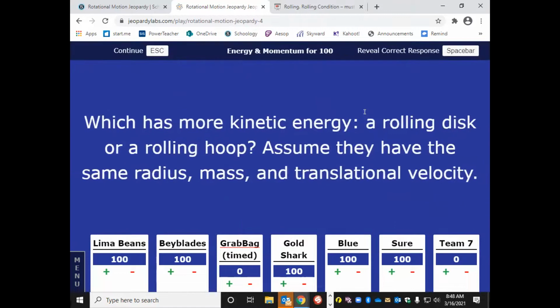For 100. Which has more kinetic energy, a rolling disc or a rolling hoop? Assume they have the same radius, mass, and translational velocity.